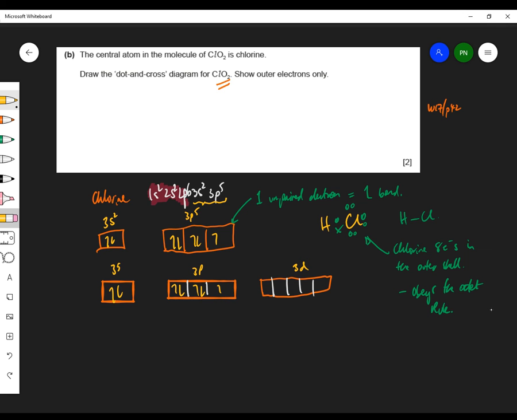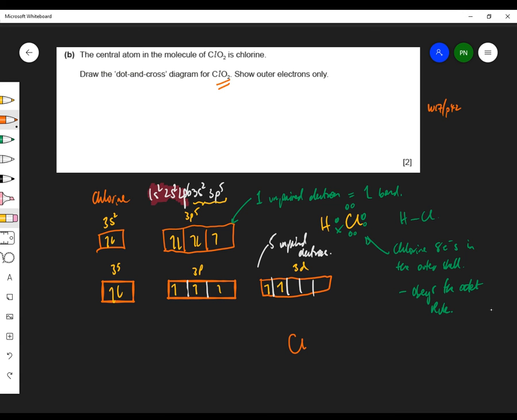Now what I can do, if I'm careful, is get rid of that electron there. There were two in here, and I promote it. Now chlorine can make three bonds. And now for the one that we have to do, let's get rid of another one there, and I promote that one to here. Now chlorine can actually make five bonds because it has five unpaired electrons.